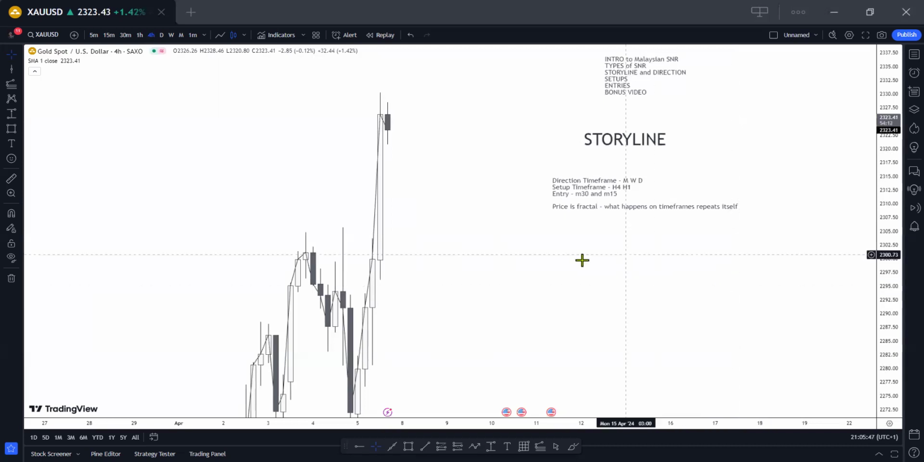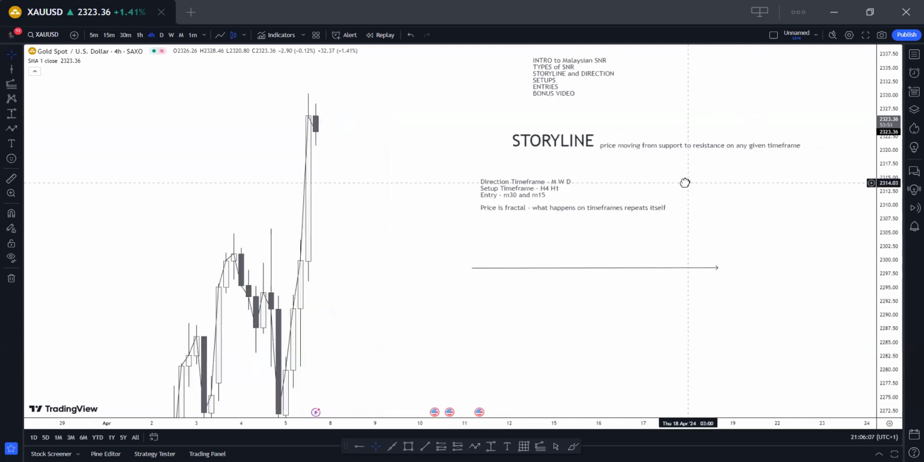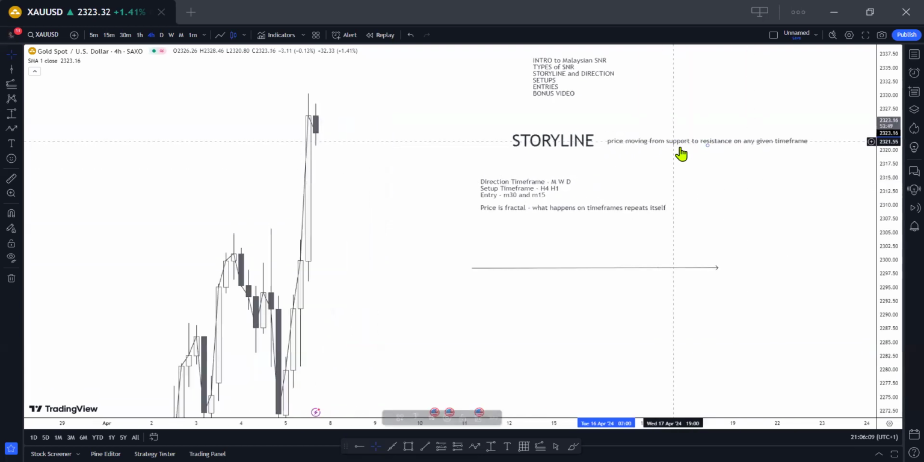So what is storyline? The idea of storyline is that price will move from support to resistance on any given time frame. So storyline is price moving from support to resistance on any given time frame. See why I spoke about time frame first. So that's storyline. Price moving from support to resistance on any given time frame.